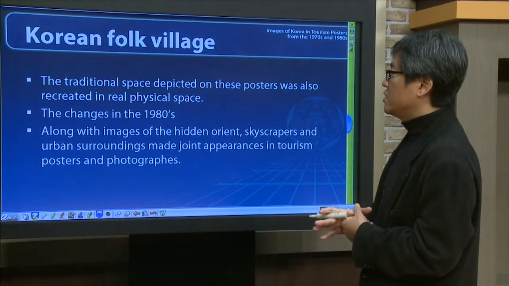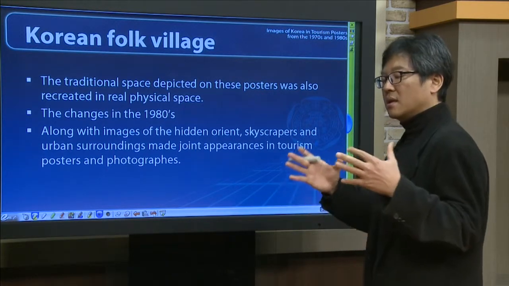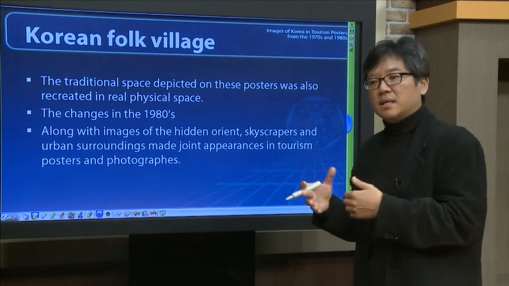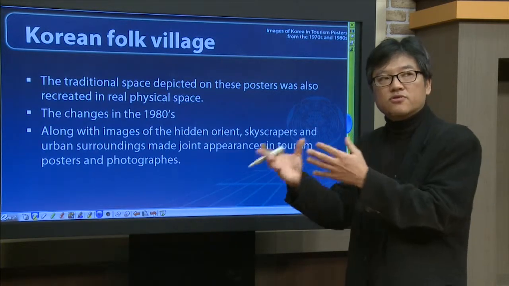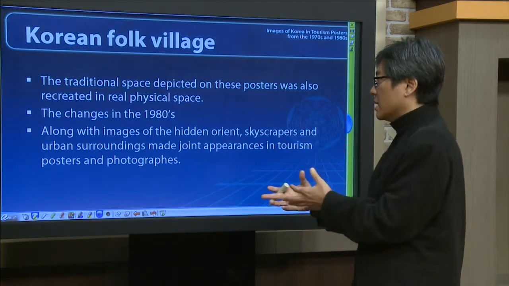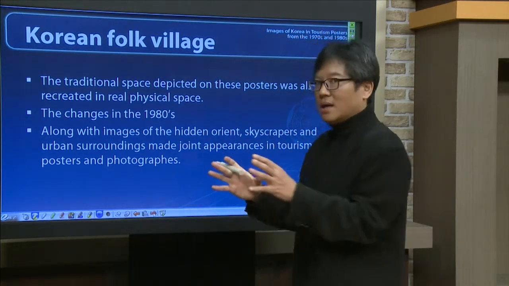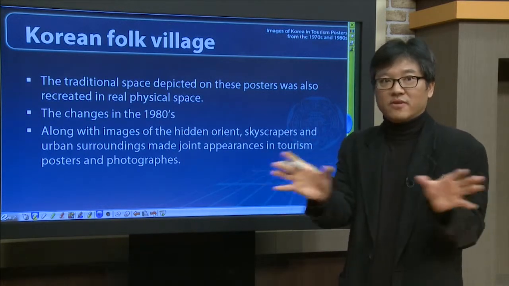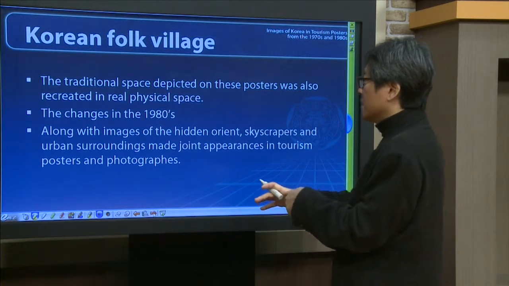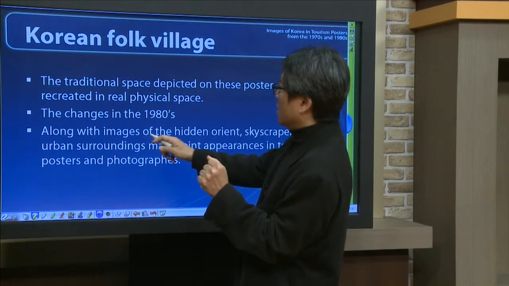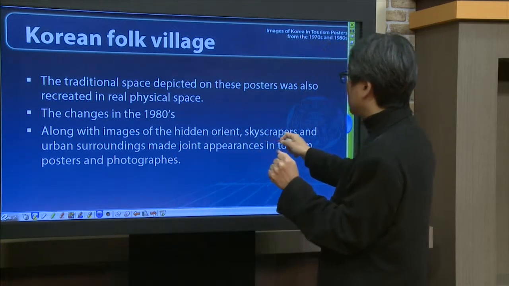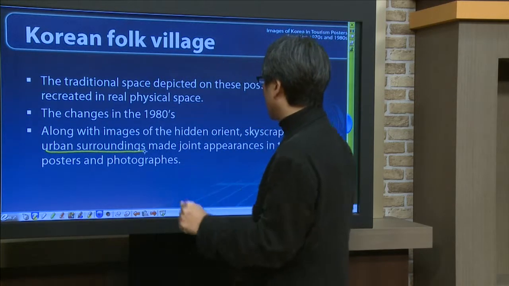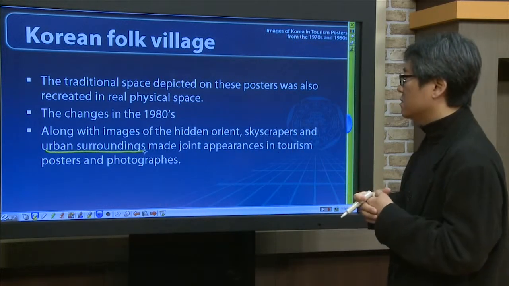And of course, there were changes in the 80s. Slightly, the traditionalism weakened as the society transformed itself from agrarian to industrial, from rural to urban. Now we have this interesting coexistence of the past and the present, which is very different in nature. So along with the images of a hidden Orient, skyscrapers and urban surroundings make a joint appearance in tourism posters and photographs.